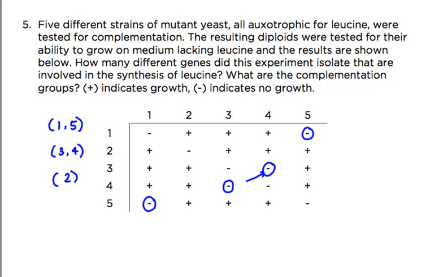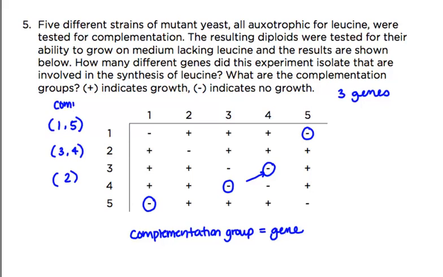So remember that each complementation group equals a gene. And the reason why mutations within the same gene don't complement each other is because it's very hard for recombination to happen within a single gene, just because it's so close together, obviously. So we have 3 genes involved in the synthesis of leucine, and these are the complementation groups.